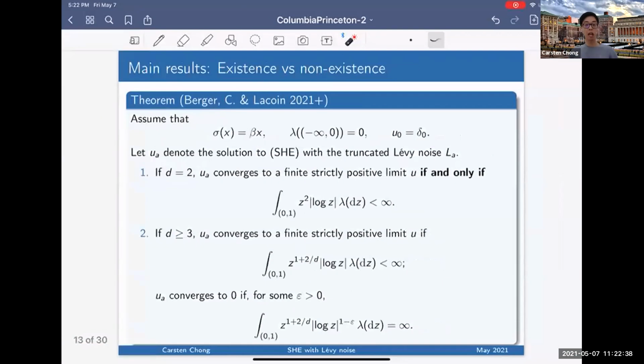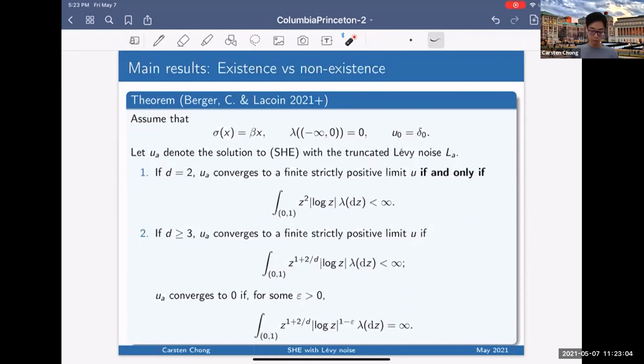In dimensions 3 or greater, what we could show is the following. If lambda integrates z to the 1 plus 2 over d, times log z, then we have convergence to a strictly positive limit. If lambda fails to integrate z to the 1 plus 2 over d times log z to a power that is a little bit smaller than 1, we get convergence to 0.